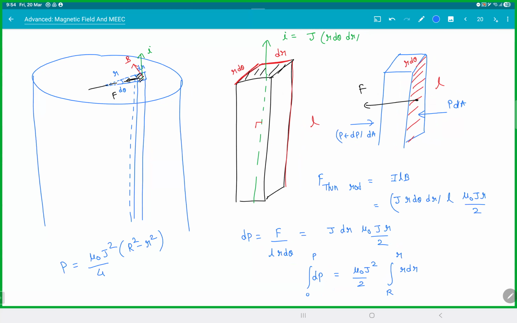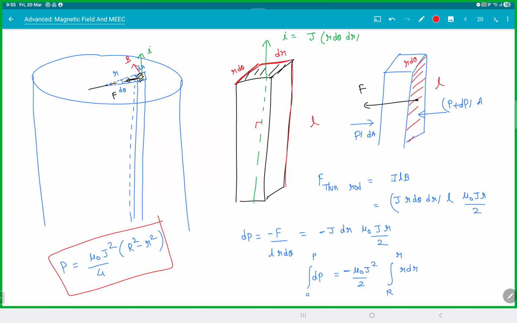So I think this is P dA and that is P plus dP. We always assume the pressure is increasing with this thing. Mu naught J squared by 4 into R squared minus r squared. That's a pretty good result. But that's how you derive. You take a thin rod and you do some working there. This is not a standard result. So if they ask you, this itself will be a question.